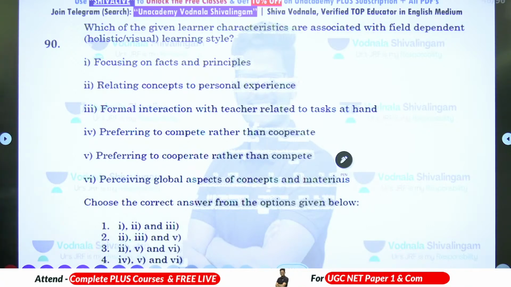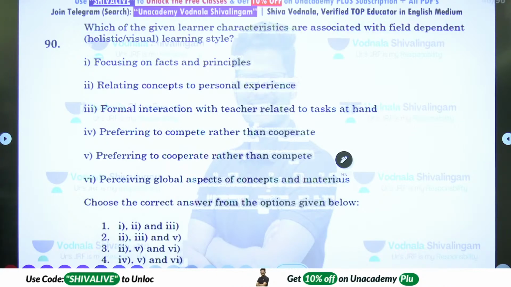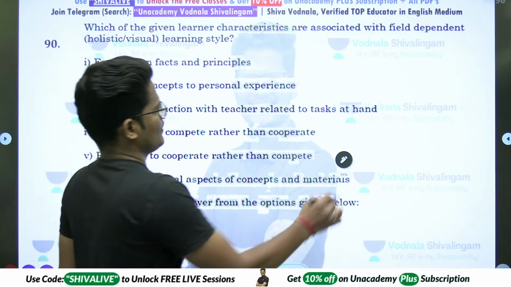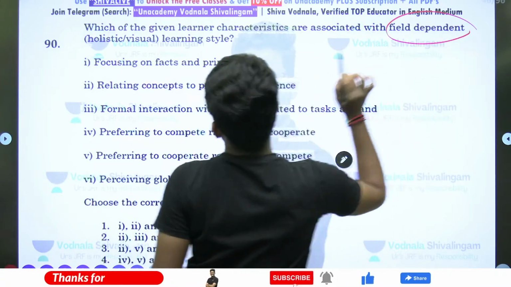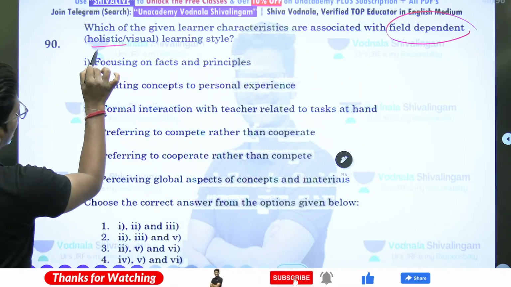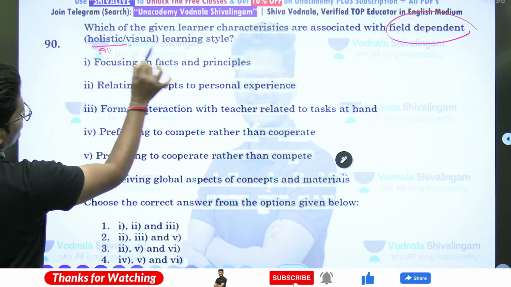Which of the following given learner characteristics are associated with a field dependent holistic visual learning style? Field dependent holistic means from all points of view learning, visual learning style.